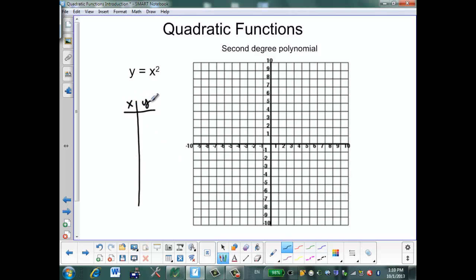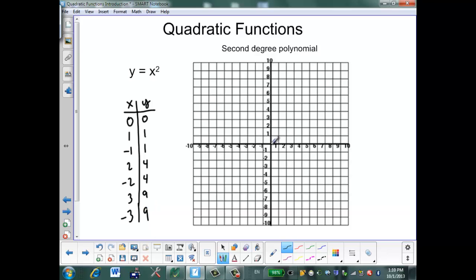So I'm going to pick some values for x. I'm going to pick 0, 1, -1, 2, -2, 3, and -3. And I'm going to substitute those values into my equation and calculate a corresponding value for y. So if I go 0 squared, my y value is going to be 0. 1 squared, my y value is going to be 1. -1 squared is 1. And so on until I've filled out all the points in my table.